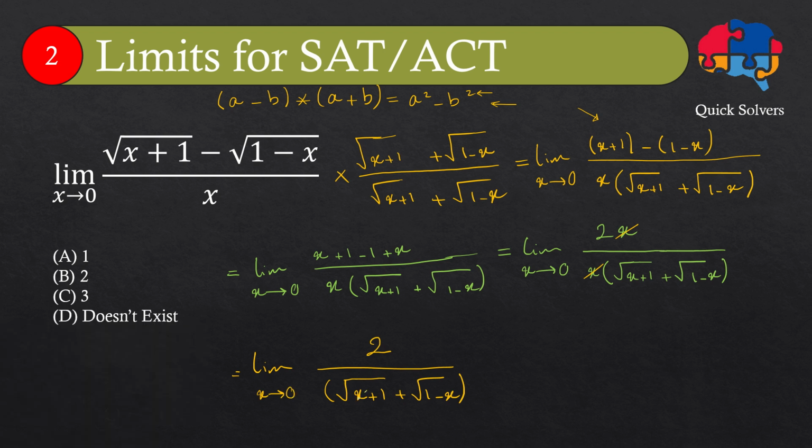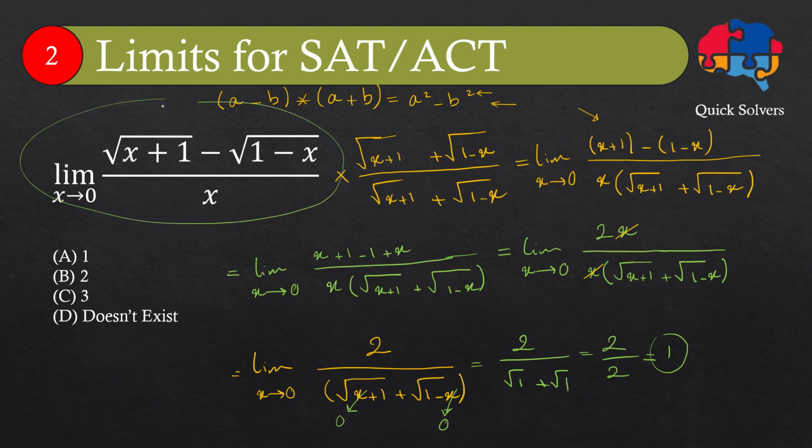And that means we replace this x by 0 and this x by 0 to see what happens. Well, it gives us 2 over square root of 1 plus square root of 1, which is 2 over 2, and this is 1. All right, so the limit of this function, when x goes to 0, equals 1, and that means this is the right option.